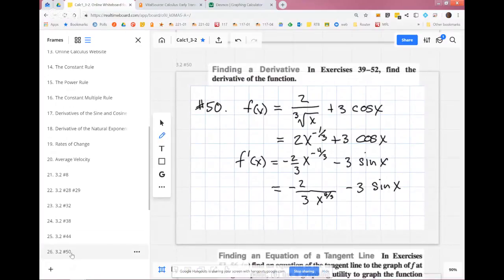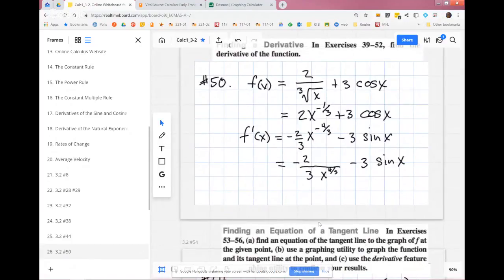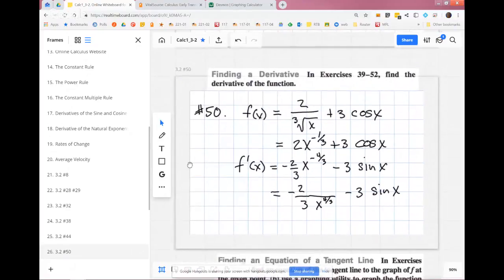Another just plain derivative. We're finally, by the way, you notice the directions way on the bottom of the page here. We're going to be getting one where it says find the equation of the tangent line, which is more like what we did today. So we'll do that next. But number 50. Find the derivative. 2 over the cube root of x plus 3 cosine x.